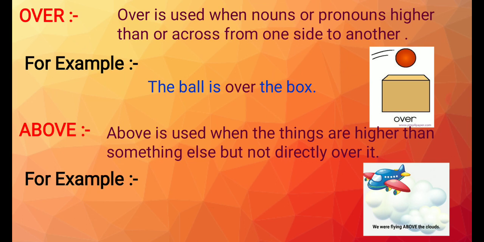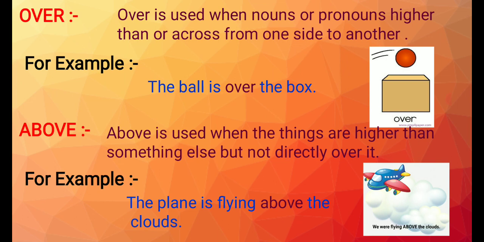So the plane is flying above the clouds, not a particular cloud, but one level, one layer of the clouds, and the plane is flying anywhere upon the layer of the clouds. At that time, in this type of case, we use above. So what will be the sentence of this picture? The plane is flying above the clouds.